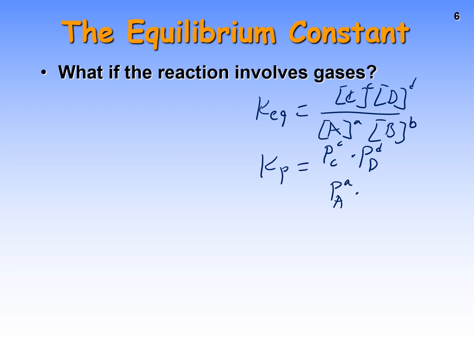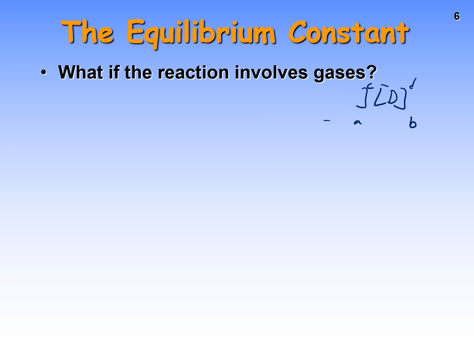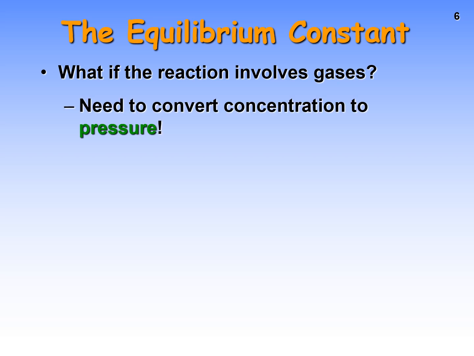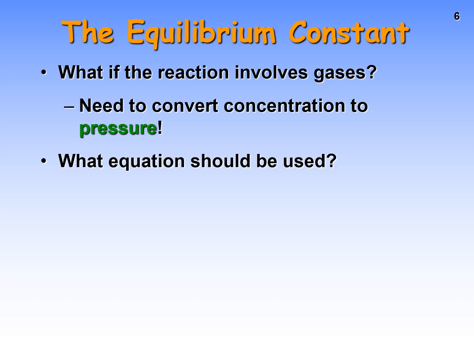Now, this is important because it's actually going to give you two different numbers, whether you divide the numbers in terms of concentration or you divide in terms of pressure. That changes your actual values. So we need a way to convert between concentration and pressure. And the easiest way to do this is using the ideal gas law.